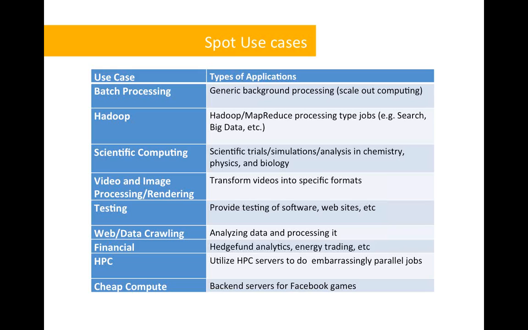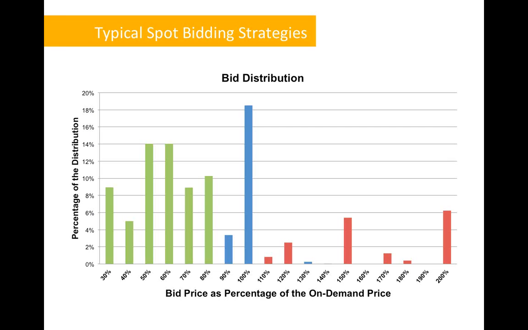Other use cases include high-performance computing, scientific computing, test and development, as well as any kind of cheap compute. And I'll give you an example of a specific use case in a moment. Bidding strategy in Spot seems to be very important then, because it's really dependent on your bid and your spot price. So there are a couple of different strategies, and here you can see a sample bid distribution. On the left side is the percentage of the distribution, this is how many bids were part of it, and the x-axis is the bid price as a percentage of on-demand price.